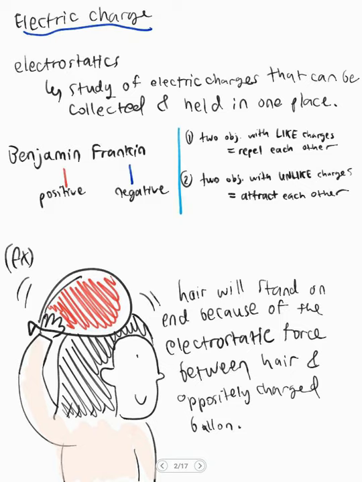From the Benjamin Franklin theory, the charge is separated into two, the positive and the negative. Two objects with like charge are likely to repel each other, and two objects with opposite charge attract each other. For example, if the first object has a positive charge and the second object has a positive charge also, they're going to repel each other. But if the first one is positive and the second one is negative, they're going to attract each other. As we can see from the example here, the hair will stand on end because of the electrostatic force between the hair and the oppositely charged balloon.